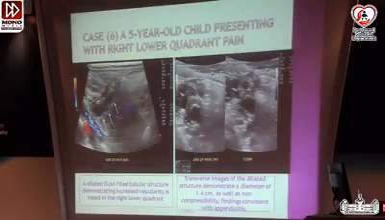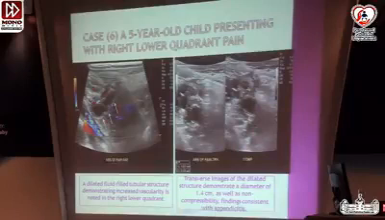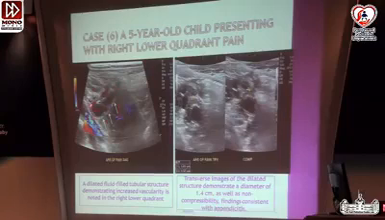Going to the sixth case, a 5-year-old child presenting with right lower quadrant pain. At the right iliac fossa, you can see this tubular fluid filled structure with a blind end, with hypervascularity. The thickness was more than 1 centimeter, so this is a case of acute appendicitis.